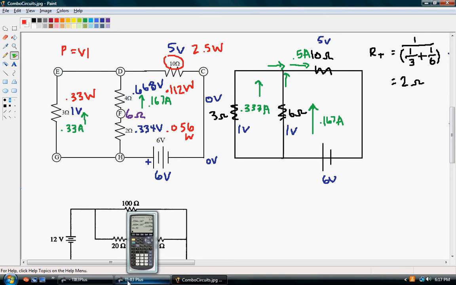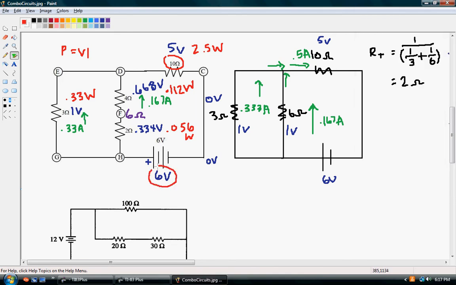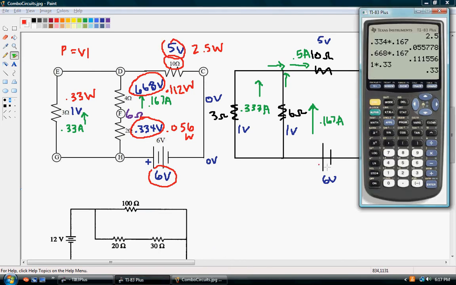Alright, we should be able to map our way around the circuit and get back down to 0. Considering that we started with 6 volts here, and then let's take this path. We went through the 2 ohm resistor and lost 0.334 volts, then we lost another 0.668, and then another 5, and we should end up with 0. And if we do, we have a pretty good hunch that we did this right.